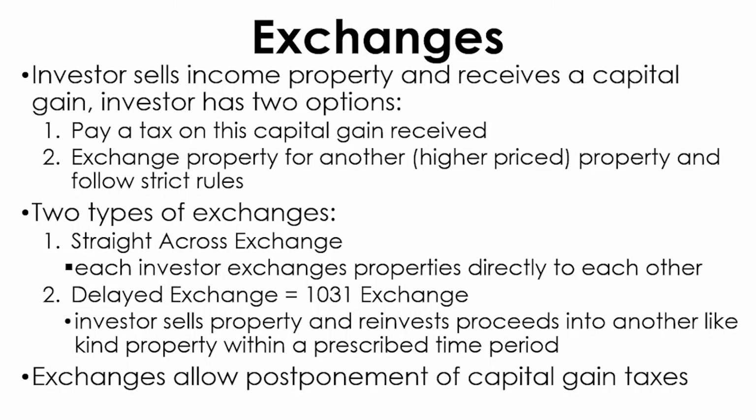And what this one does is the investor sells the property and reinvests proceeds into another like-kind property. That's any real estate for any real estate within a prescribed time period. What happens is when you sell your relinquished property, you have 45 days to identify the acquired property you're going to be acquiring, and then you have 180 days to close that property. If your taxes become due during that period of time, it could blow your exchange.